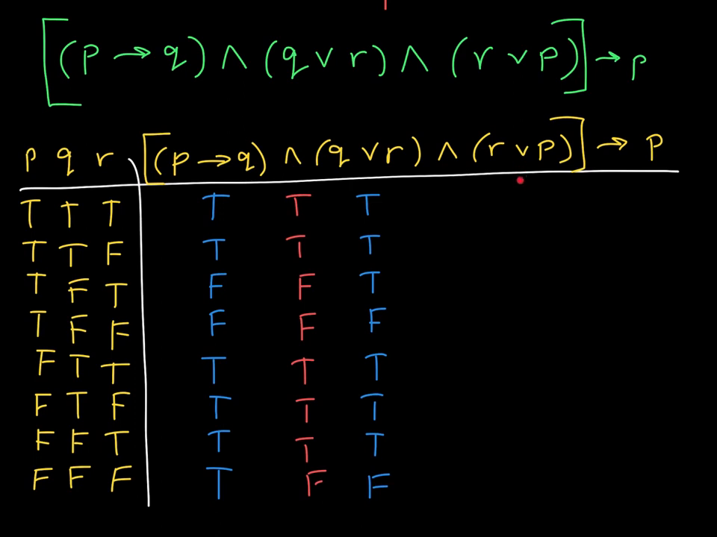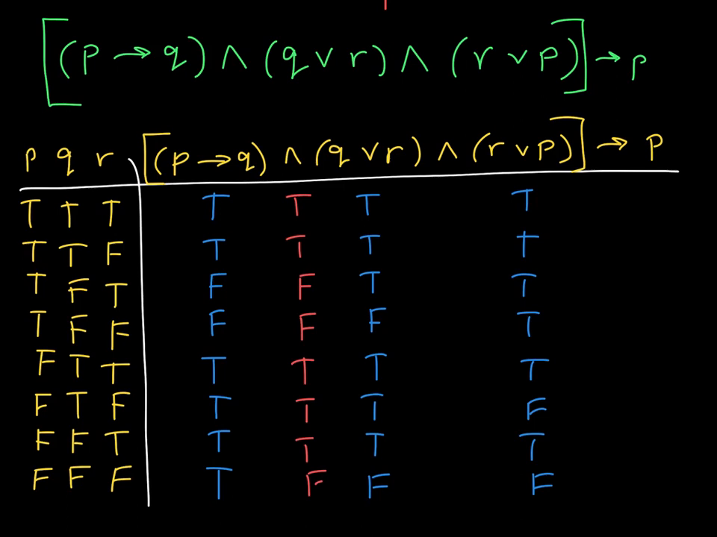Next, I want to do this disjunction here, R or P. So I'm comparing my column for R and P. Remember, a disjunction is true as long as one of them is true. All right. So looking at R and P, I have true. I have true. True. True. True. Okay, good. False, finally a false, true, and then false.